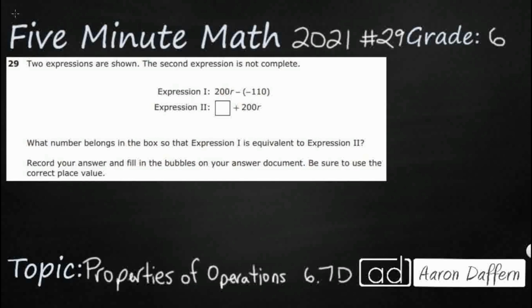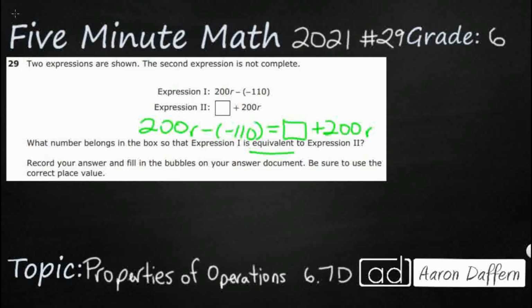So we have two expressions. The second one is not complete, and they are going to be equivalent. So if we wanted to, we can rewrite them like this. We could say 200r minus negative 110 equals, if that helps us, this unknown term plus 200r. So we need to figure out what goes in that box to make these two equivalent.